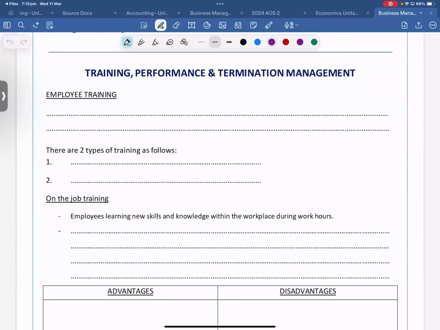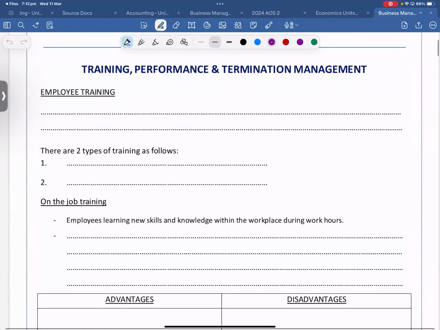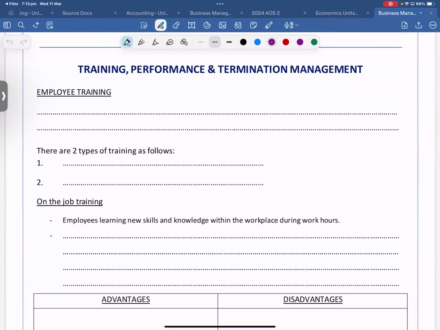Okay, today we are starting training methods, which we have discussed to a certain extent in the previous class, and then performance and termination management. So training, of course, we said there were two types of training, on the job and off the job. So we are going to discuss them in details, including pros and cons of them. And then we have performance management strategies.